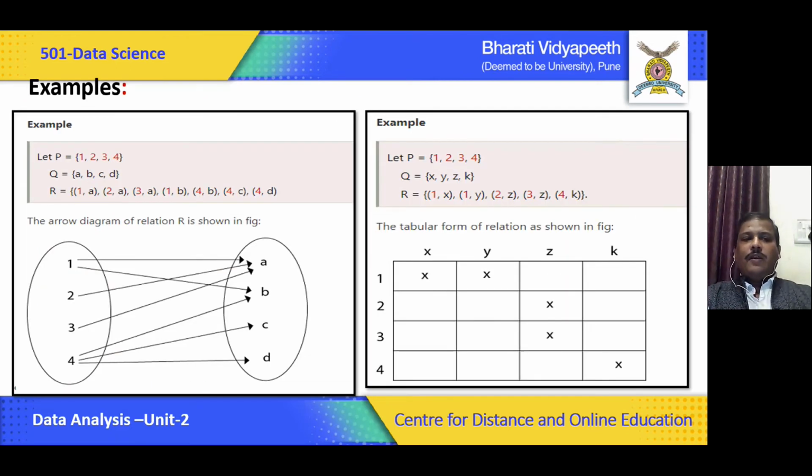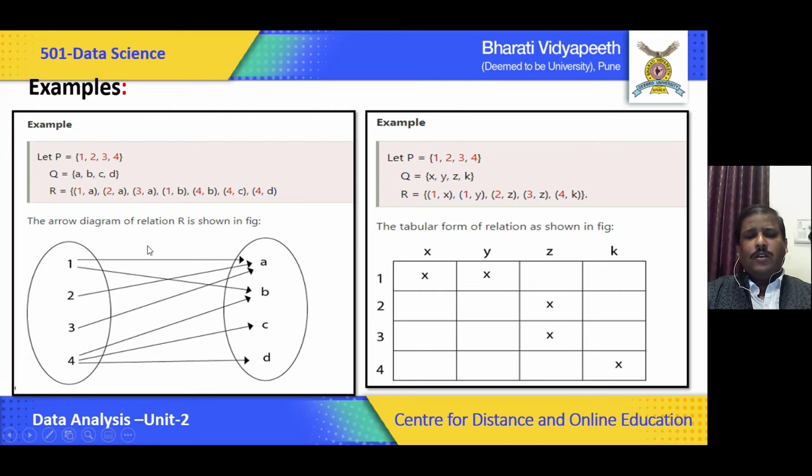You can see the example here. The same example, 1, 2, 3, that is P. P has 4 elements, Q has 4 elements, that is A, B, C, D. We can establish different kinds of relationships, that is R equal to 1A, 2A, 3A, 1B, 4B. That's the same kind of example we have taken, and we can have a diagram here. The arrow diagram of relation R shows this. 1 has 2 relations, A and B, 2 has 1 relation, 3 has another 1 relation, and 4 has 3 relations: 4 to B, 4 to C, 4 to D.